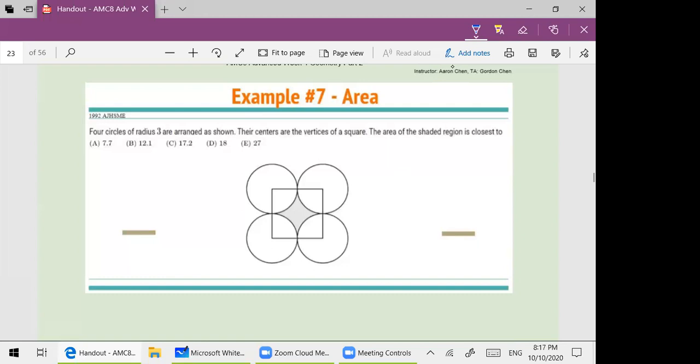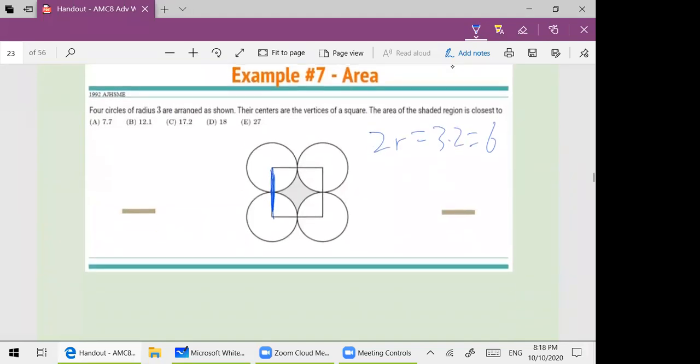Okay, so the area of the square, we first need to calculate the length of its side. So the side length is made up of two congruent radii, which is 2 times 3, which is 6. And then the area is 6 squared equals 36. And now you're subtracting out the area of 4 quarter circles, which equals the area of 1 full circle.